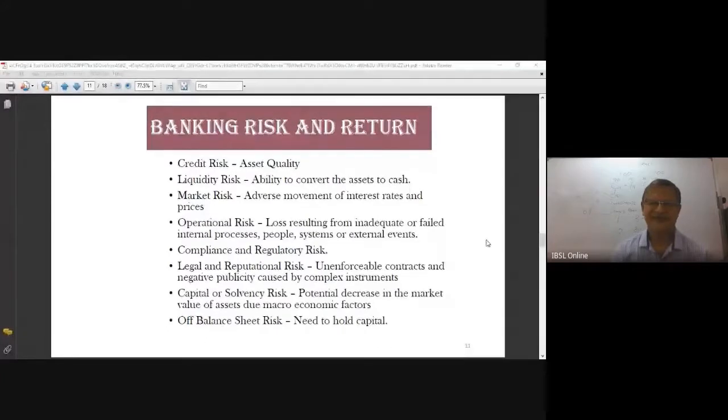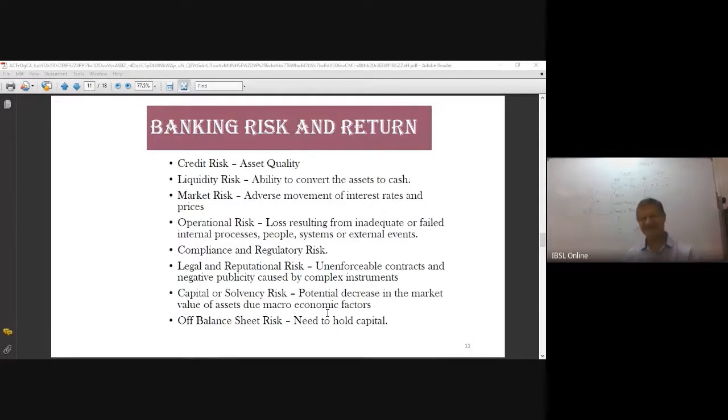Before that, I think I explained this to you while going through our subject. Credit risk is asset quality. Asset quality is your loans and advances. If they pay on regular time, your assets are in good quality. But if they don't pay, some of the assets will be non-performing, or we call them non-performing loans or non-performing assets. So your asset quality is determined by credit risk.